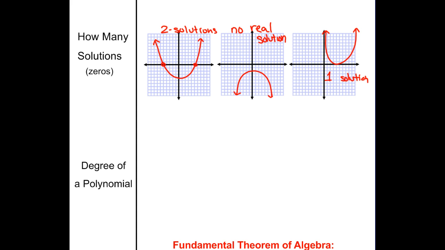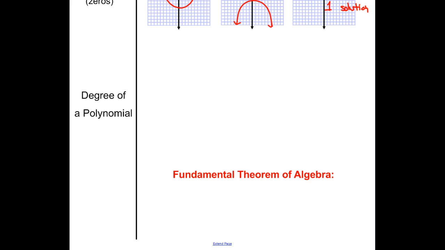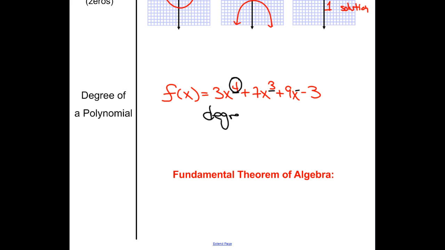So really, that brings us to what it means to be a degree of a polynomial. If I give you an equation like this, and I ask for the degree of that polynomial, what you need to do is look at all of the exponents and tell which one is the highest. Since 4 is the highest of this, that means that is the degree of the polynomial.